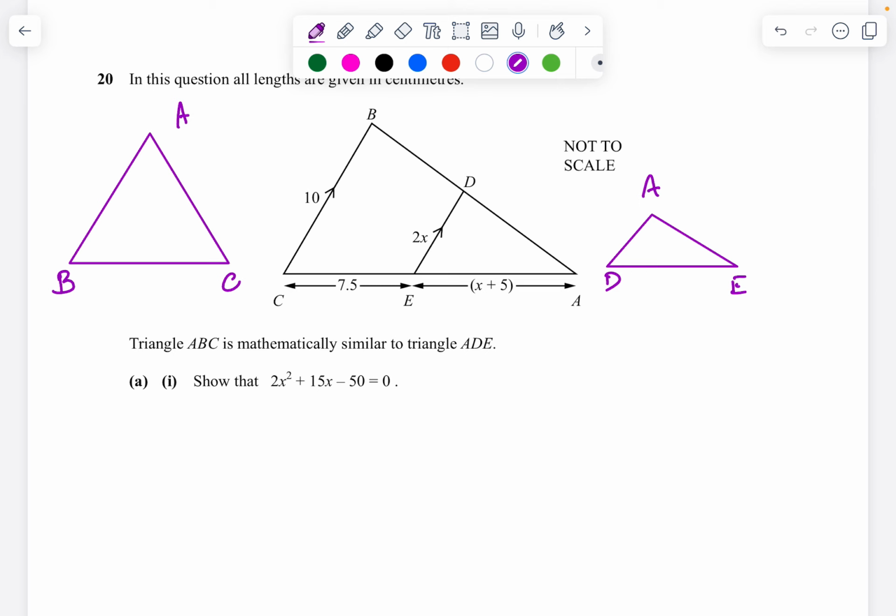So BC is 10 and DE is 2x. Then AE is x plus 5. AC will be x plus 12.5. So the ratio of the corresponding sides should be the same.